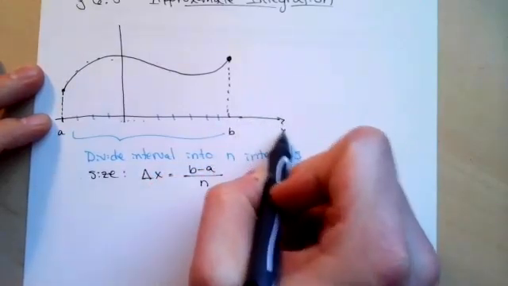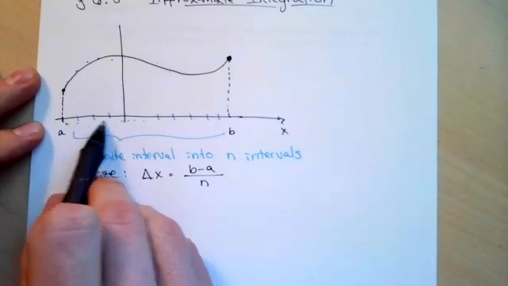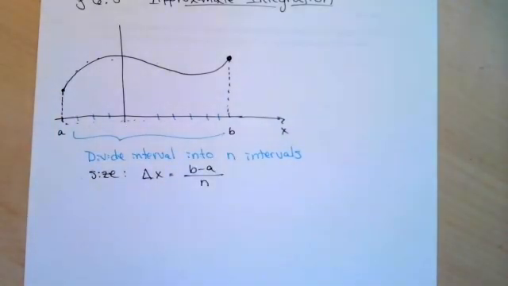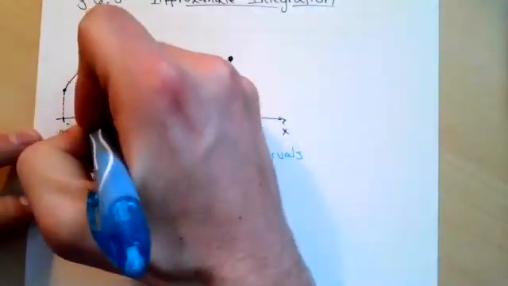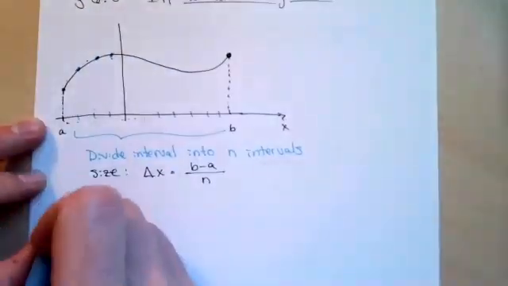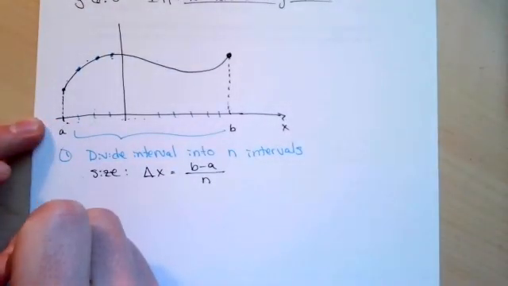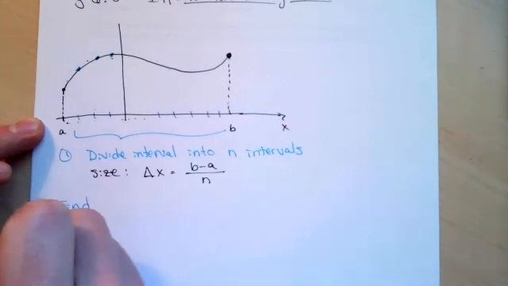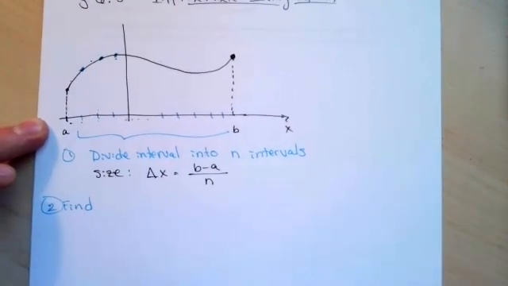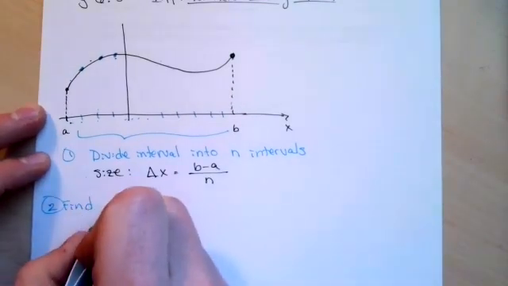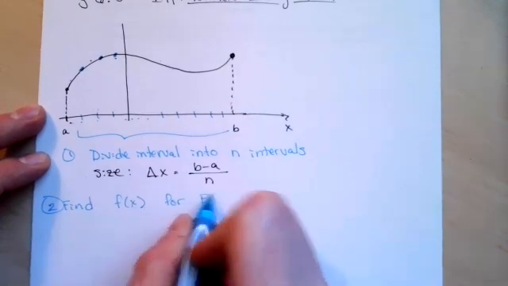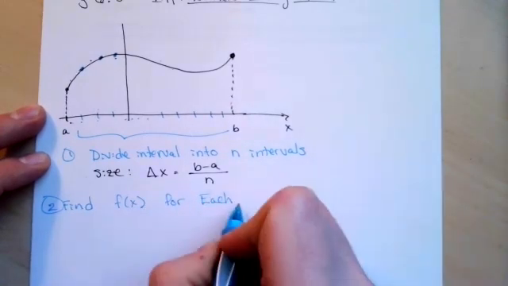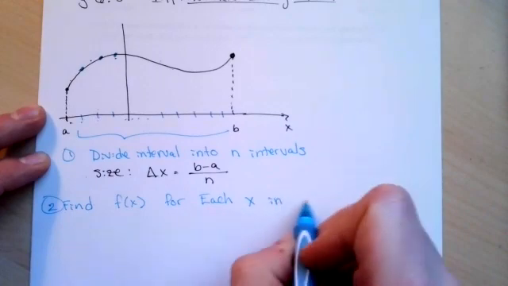So of course, this is our x-axis. Delta x, this is our change in x of how we're stepping through each value. We want to find f of x for each x in the partition.